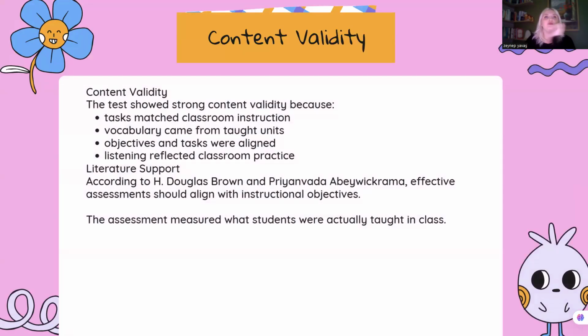And my content validity. The test showed strong content validity because tasks matched classroom instruction, vocabulary came from the units, objectives and tasks were aligned, and listening reflected classroom practice. For literature support, according to H. Douglas Brown and Priyanvada Abeywickrama, effective assessments should align with instructional objectives, and the assessments measured what students were actually taught in class.